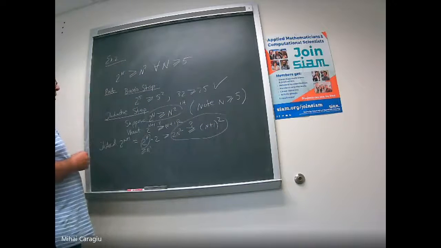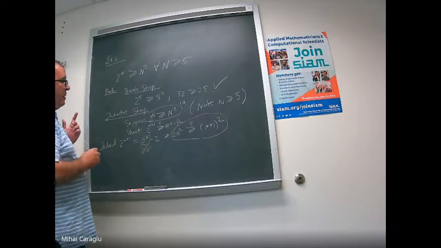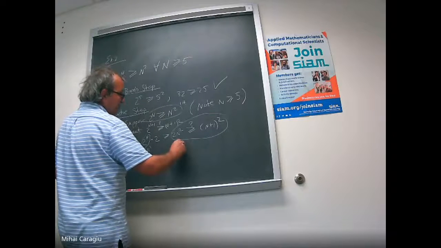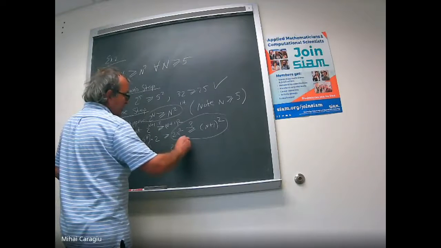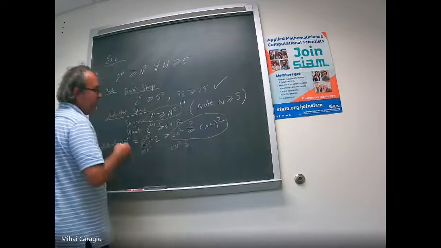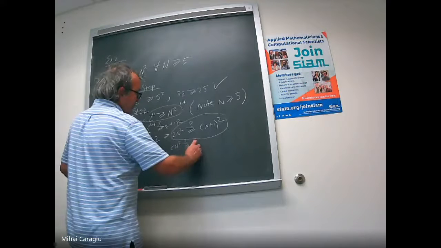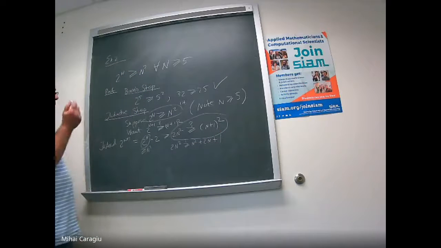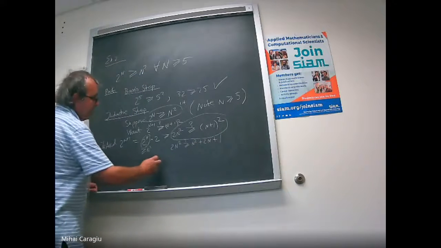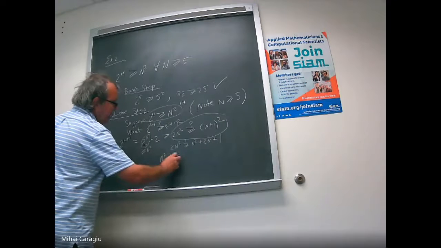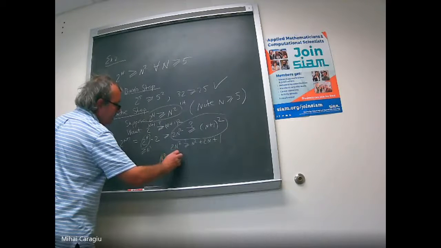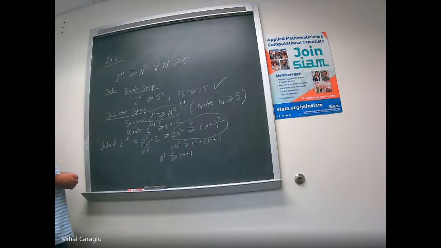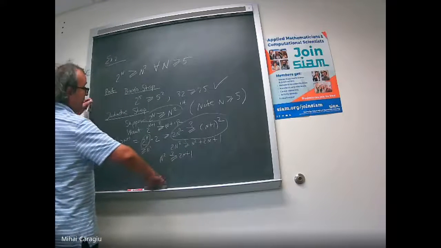Okay, so how to prove that 2n squared is bigger than or equal to n plus 1 squared? Let's expand n plus 1 squared, so we get 2n squared is bigger than or equal to, question mark, it's not over until we do it, n squared plus 2n plus 1. Simplify n squared, so we get n squared is bigger than or equal to, question mark, 2n plus 1, right?